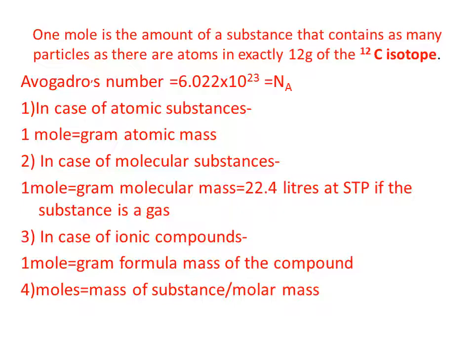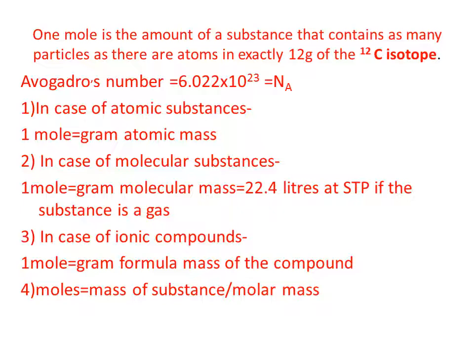Now you have to keep in mind some important points so that it becomes easy to solve numerical problems. Number 1. In case of atomic substances, 1 mole is equal to gram atomic mass. Number 2. In case of molecular substances, 1 mole is equal to gram molecular mass. Number 3. In case of gases, 1 mole is equal to 22.4 liters at STP. Keep it in mind, it is used only if the substance is a gas.